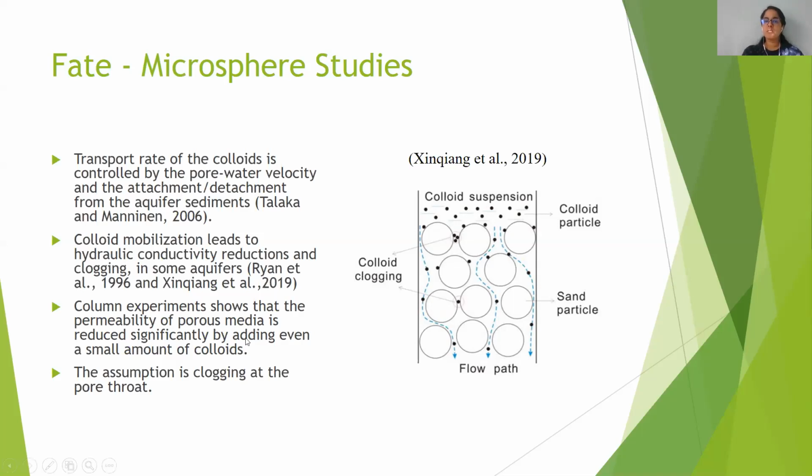So this is just an image of the microsphere that was used, and there's an assumption that at the pore throat, the colloid will kind of clog that pore and then reduce that flow. And so the clogging, in these studies, is also referred to as straining in an aquifer.